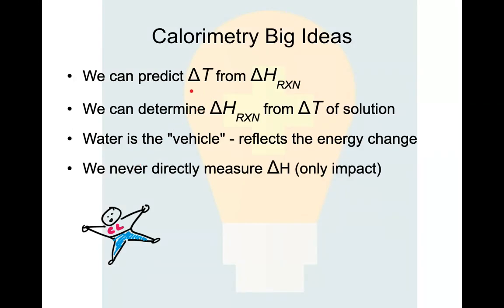And then we come here to the calorimetry big ideas. We can predict delta T from delta H of the reaction. That means that if there's a reaction that gives off heat, I know that the temperature of the water surrounding it is going to go up. We can relate delta H to delta heat specifically using equations. Water is the vehicle that reflects this energy change, and I can never measure delta H directly. In other words, if I want to measure this enthalpy change, I have to measure its impact on the water, which is going to be inside the calorimeter.